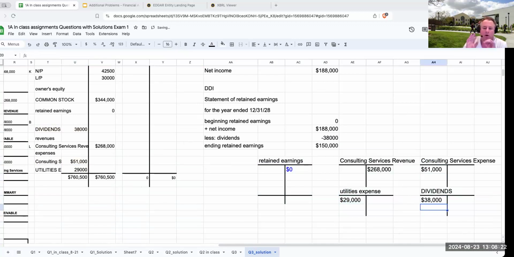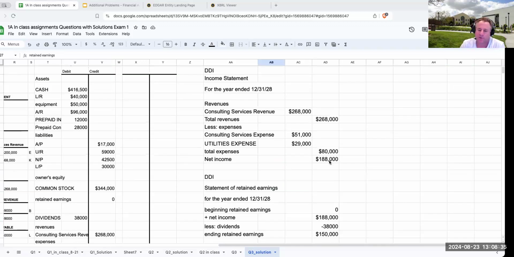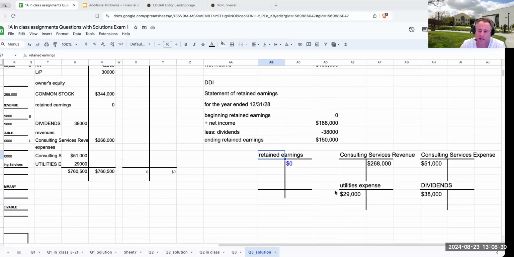So all I've done so far is, and when you take my class, I'm not going to tell you the account names. You're just going to see something over here with retained earnings and a bunch of blank T accounts. So you're going to have to pull these accounts individually from the income statement. Revenues have a credit balance. Consulting services expense and utilities expense have debit balances. Dividends have a debit balance.